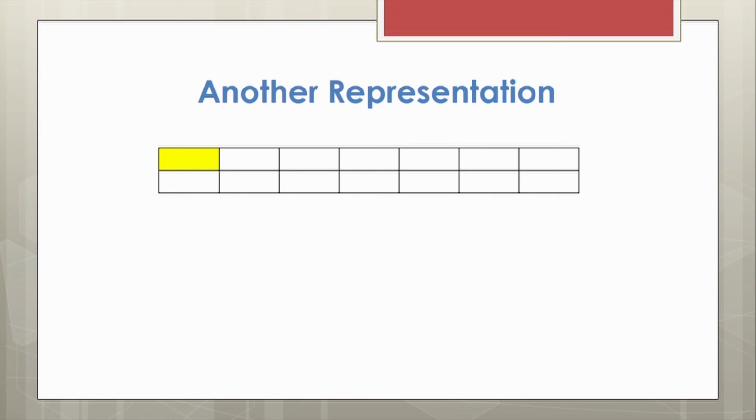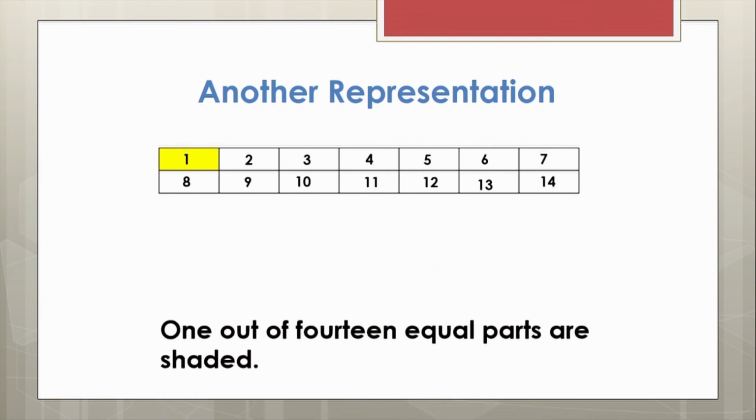Okay, this could have been another representation. So instead of Jaden going all the way across, he could have done 7/2, which will also give you 14 and shade 1 part. Okay? So let's count. 1, 2, 3, 4, 5, 6, 7, and then we have another 7 below. 8, 9, 10, 11, 12, 13, and 14. Okay? 1 out of 14 equal parts. So I hope you got that one correct, just like Jaden.